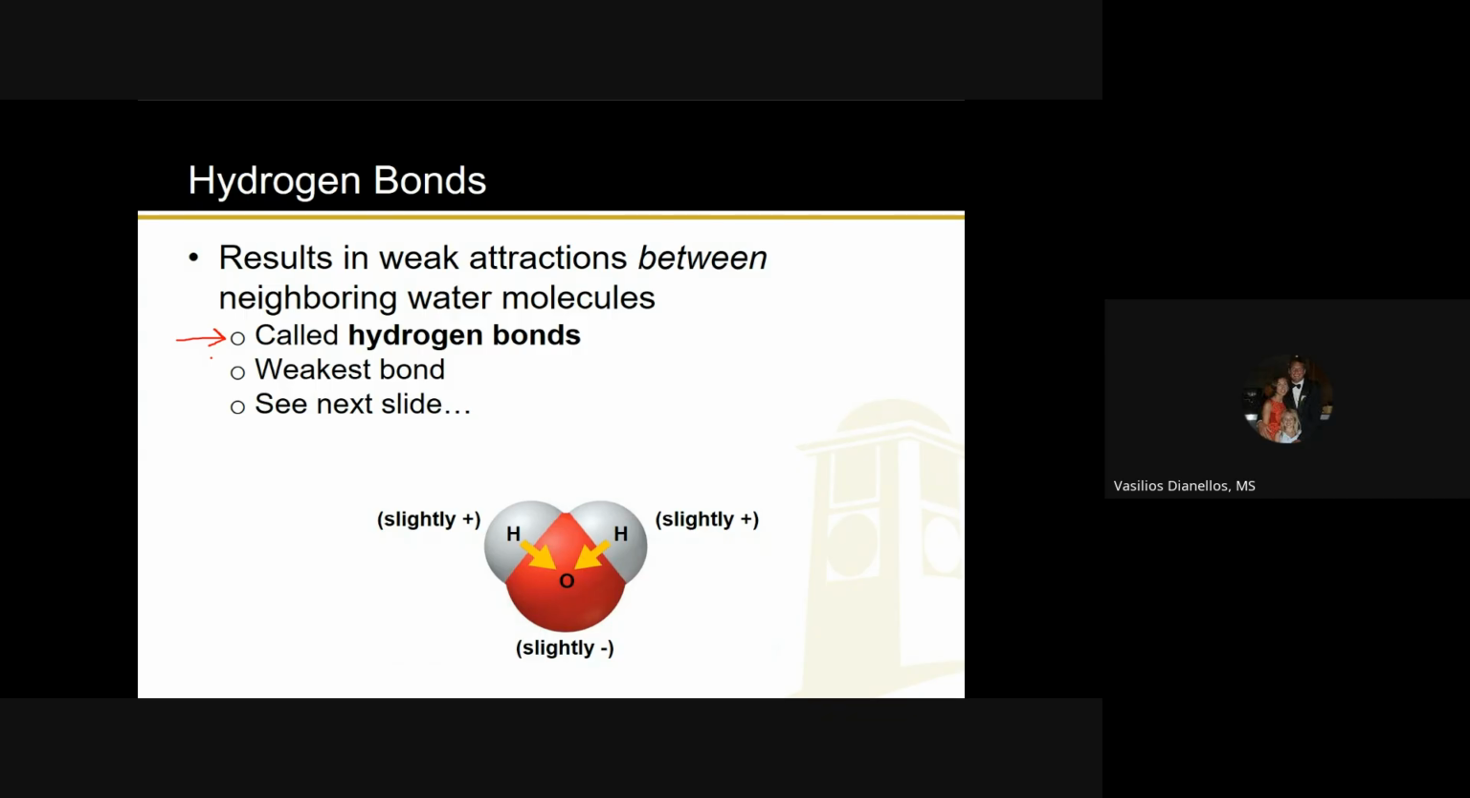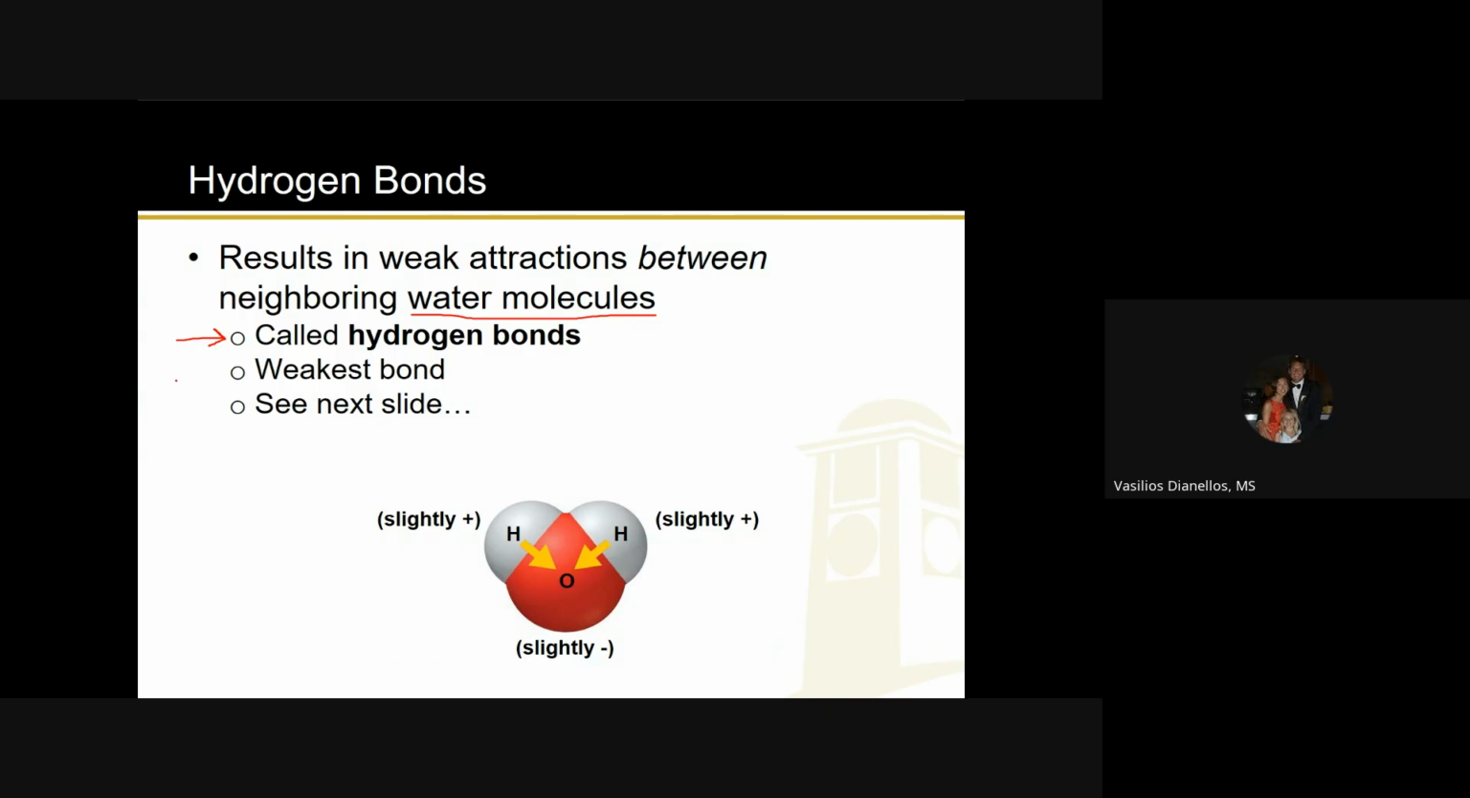Just to back it up and give you the big picture here: ionic bonds are when atoms give up or take electrons. Covalent bonds are when atoms share electrons. Hydrogen bonds are simply a weak attraction between, in this case, neighboring water molecules. Just so you know, other things can also hydrogen bond, but the way we're talking about it is neighboring water molecules. Anything that has polar bonds can have some degree of hydrogen bonds.